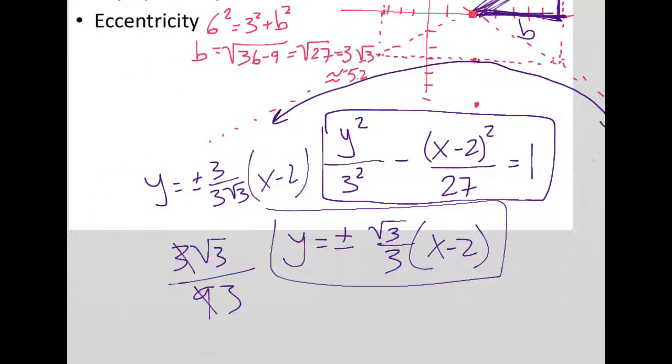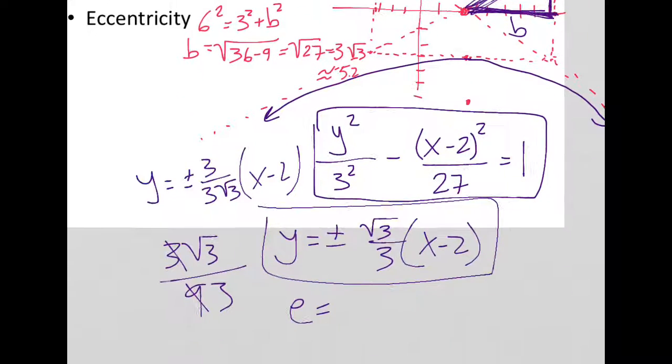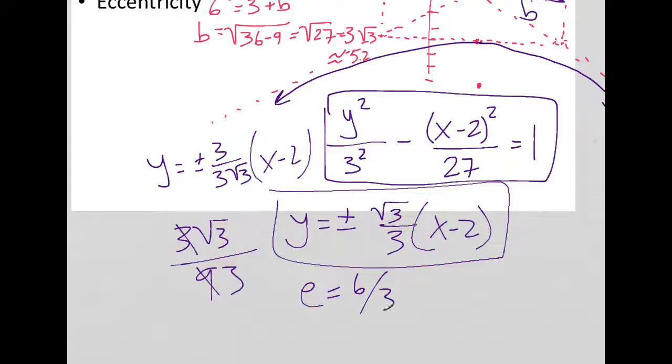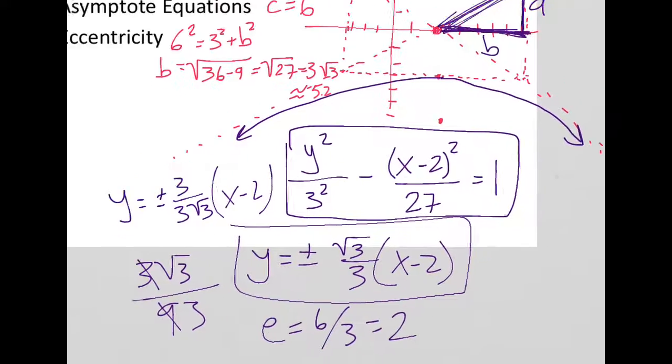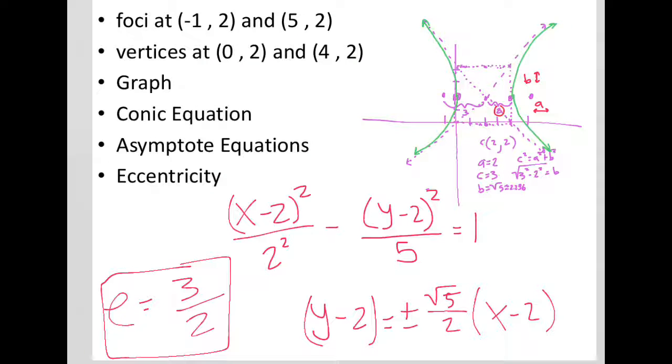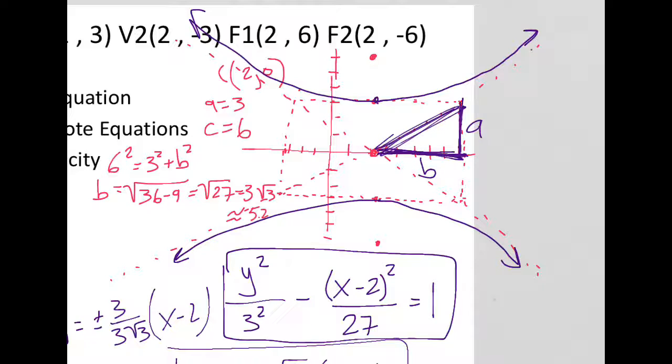And all we need to do now is find the eccentricity. C over a, well, what was our c value? C value is 6 over our a value was 3, so this eccentricity was 2, 6 over 3. So 2 gave us a pretty wide hyperbola. Think about this one right here. Eccentricity was 1.5, and maybe it wasn't quite as wide as this one. So think about, as that eccentricity increases, what happens to your hyperbola?